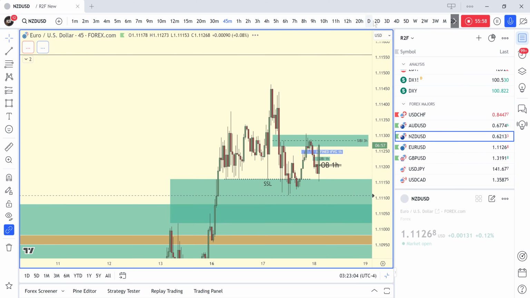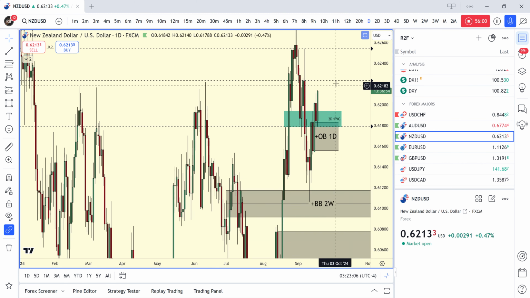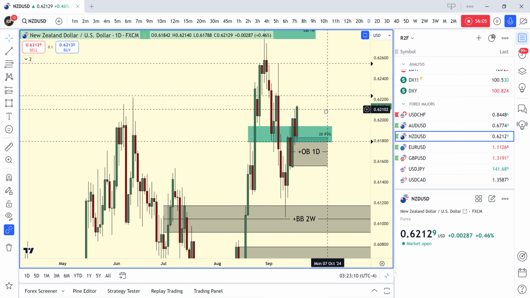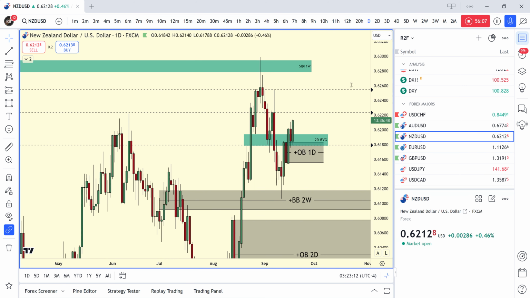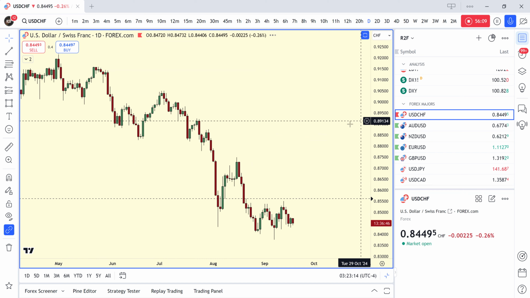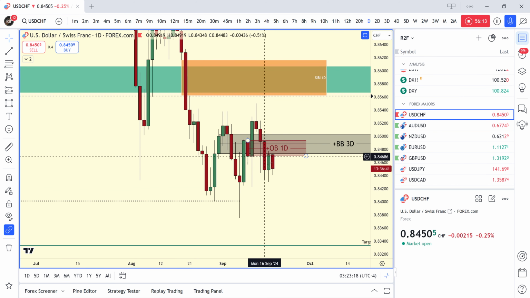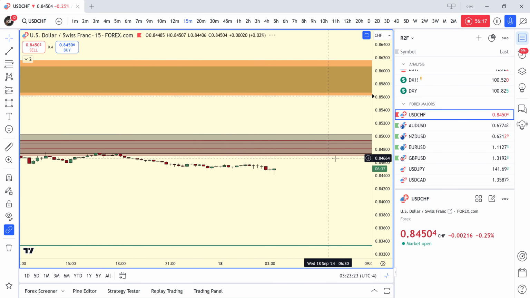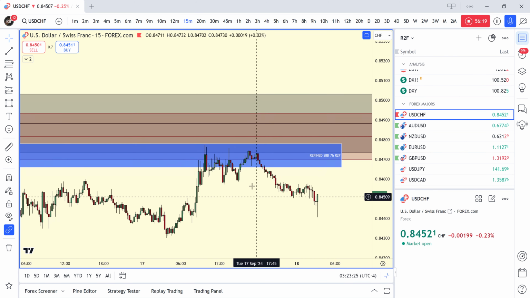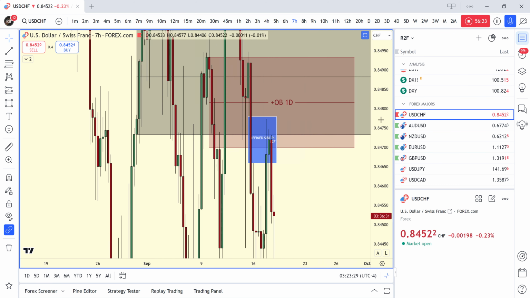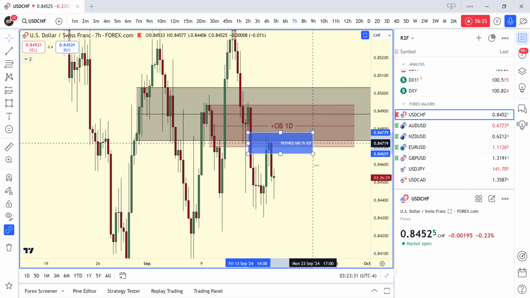Okay, but for other pairs, yep. This one was a nice one. Retrace into this daily order block, spool higher, and create another daily order block. This one looks nice too. Trade it into this daily breaker. It's coming down. Also refined 7-hour R2F, right? R2F gap here on the 7-hour.